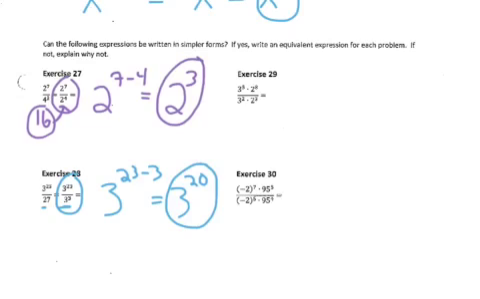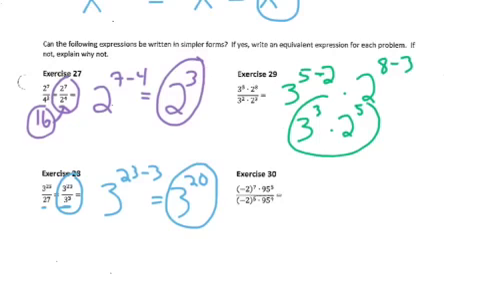Exercise 29. Following the same suit, 3 is one of my bases, then I can subtract those exponents, 5 minus 2. But then I also have 2 as a base, and I'm going to subtract 8 minus 3. So my final answer for exercise 29 would be 3 to the 3rd times 2 to the 5th. All I did was only subtract exponents that had the same base.